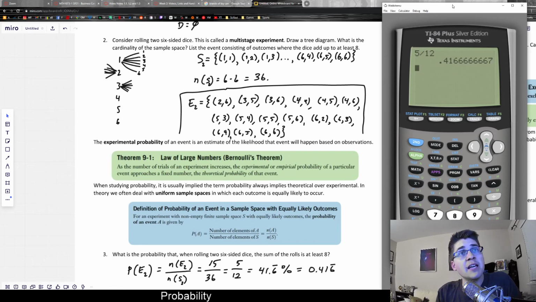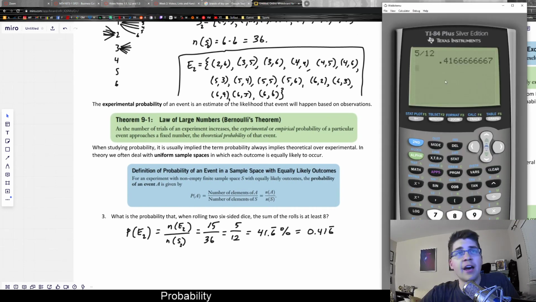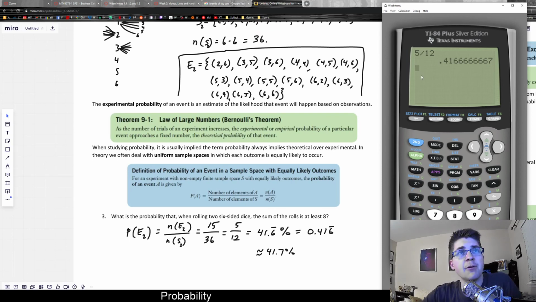But one thing you want to be careful about: rounding is perfectly fine, but when you do round, you want to make sure that you're indicating that you're rounding. So notice how I'm writing it. I'm writing it exactly, without any rounding, as this infinitely repeating decimal. But I could always write it as approximately 41.7%.